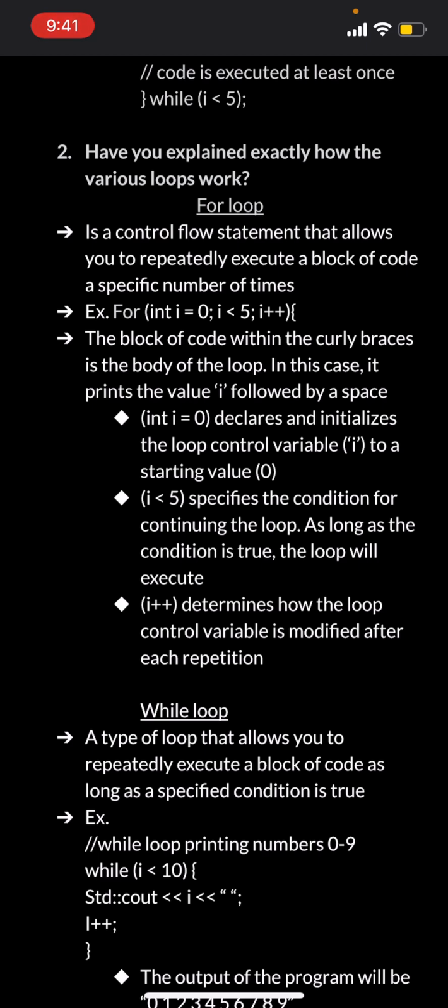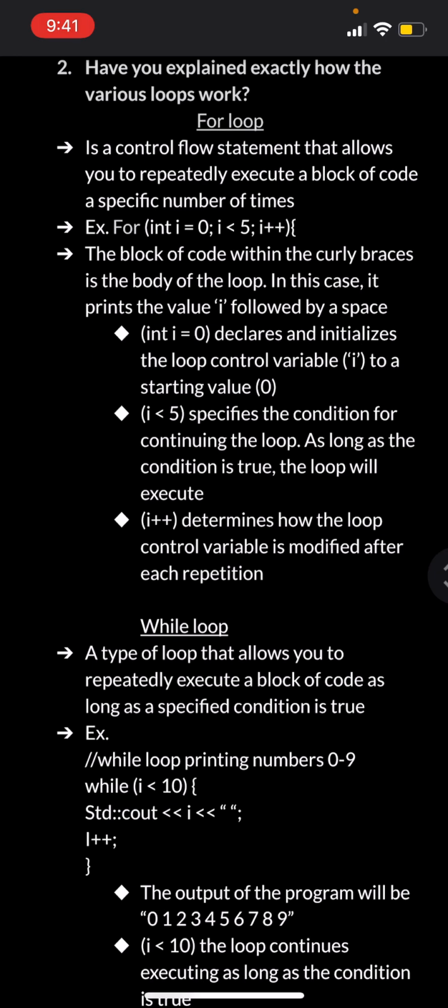So int i = 0 declares and initializes the loop control variable i to a starting value 0. i < 5 specifies the condition for continuing the loop. As long as the condition is true, the loop will execute. i++ determines how the loop control variable is modified after each repetition.